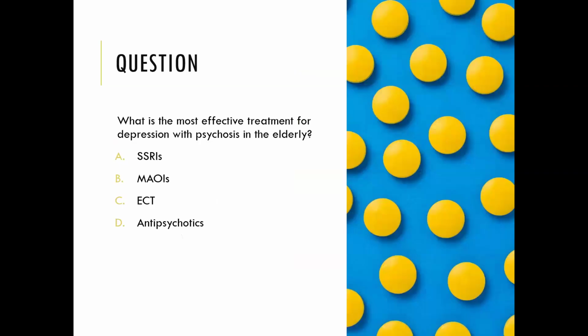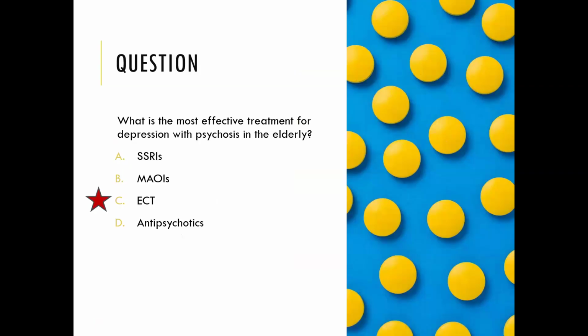So moving on, what is the most effective treatment for depression with psychosis in the elderly? Is it SSRIs, MAOIs, ECT, or antipsychotics? So let's commit. And gold star if you guessed ECT. It's probably not the most common treatment, but it is the most effective treatment.